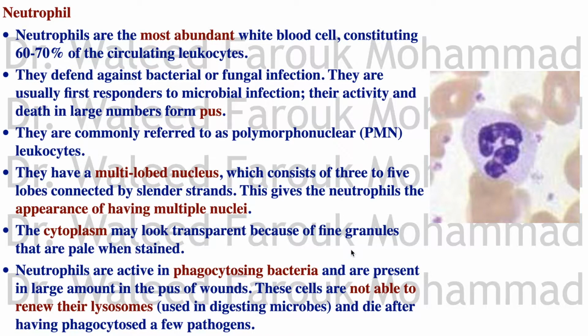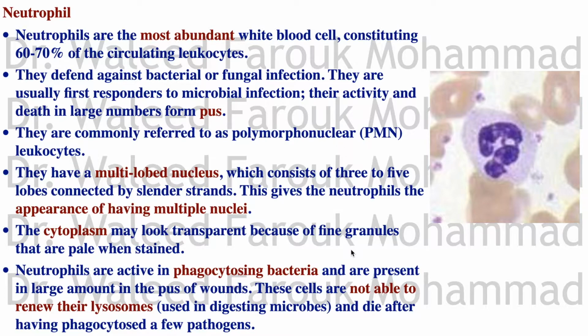Now, the first type is neutrophils. They are the most abundant among the cells. They defend the body against bacterial infection or fungal infection and form pus after phagocytosing the organism because they die. They die after phagocytosing few pathogens because they cannot renew their lysosomes like monocytes, for example. So they have short lifespans, but they are the major component of pus.